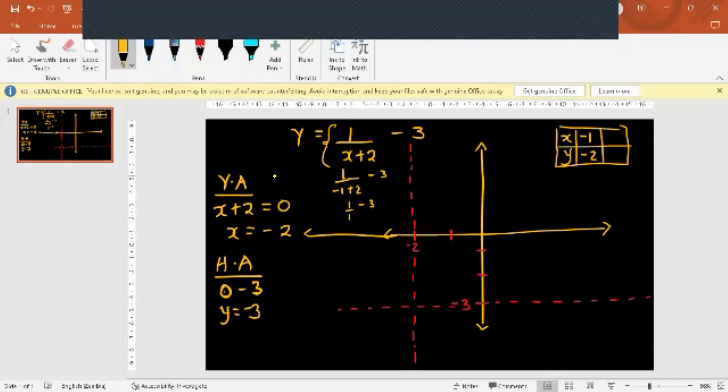So we come and plot that. So we have -1, -2. So -1 is here, -2 is right here. So our point -1, -2 is here. So we know it's in this region. And we know in this region, it looks like this.